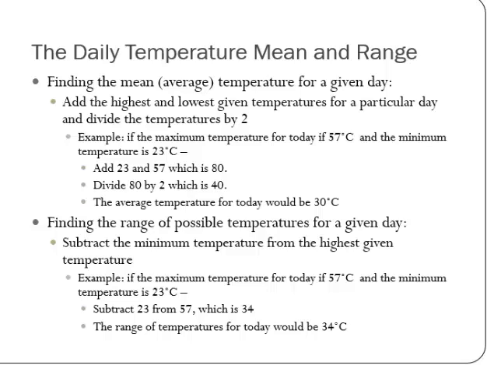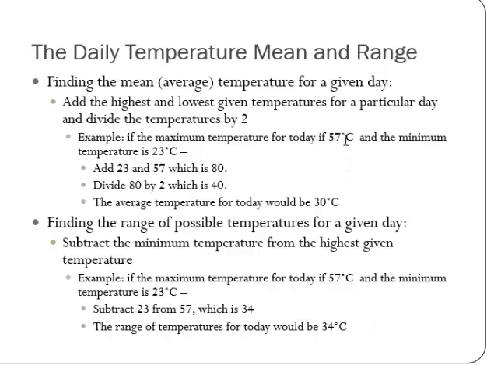In determining what kind of temperature you have in a particular area, you can figure out the average. This is all pretty simple stuff. If you want to find the average temperature for a given day, you just add up the two given temperatures and divide by 2. So if the maximum temperature is 57 Celsius, 57 Celsius is about 135 degrees Fahrenheit.